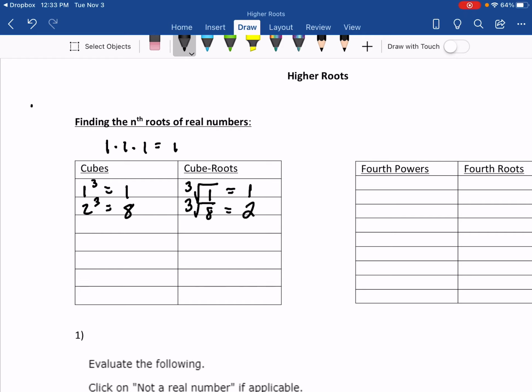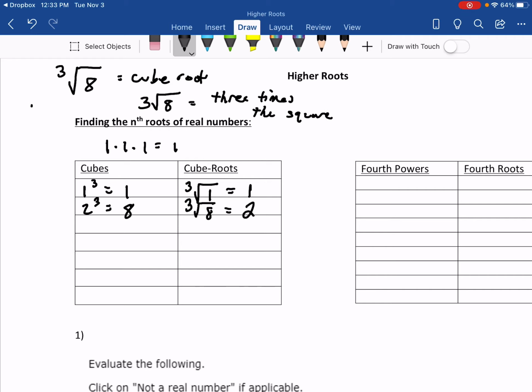Okay, let's talk real quick about the difference between that. That means the cube root, versus something like that, which is 3 times the square root. Okay, this right over here in this part of the radical is called the index. So if you have a 3, it's a cube root. If you have a 4, it's a fourth root, etc.